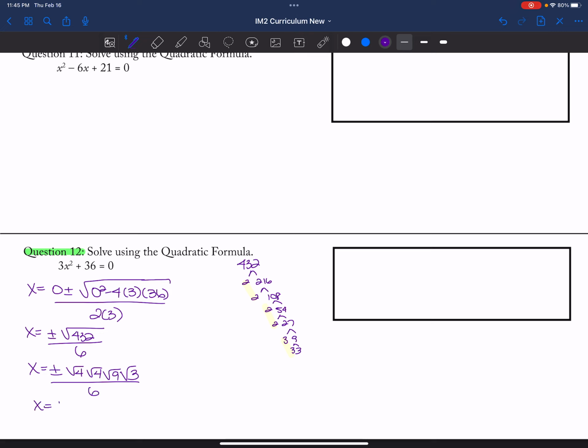So x is equal to plus or minus 4 times 3, which is 12, root 3 all over 6. So then you cannot simplify what's underneath the root with the 6 in the denominator. So this is just x is equal to plus or minus 2 root 3, because I can reduce the 6 and the 12.